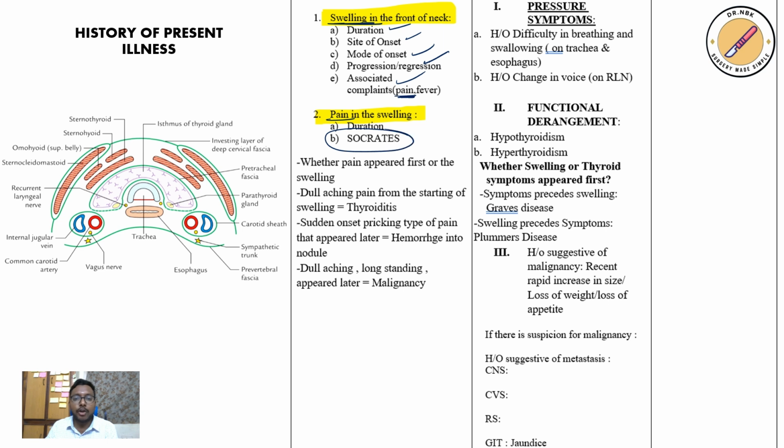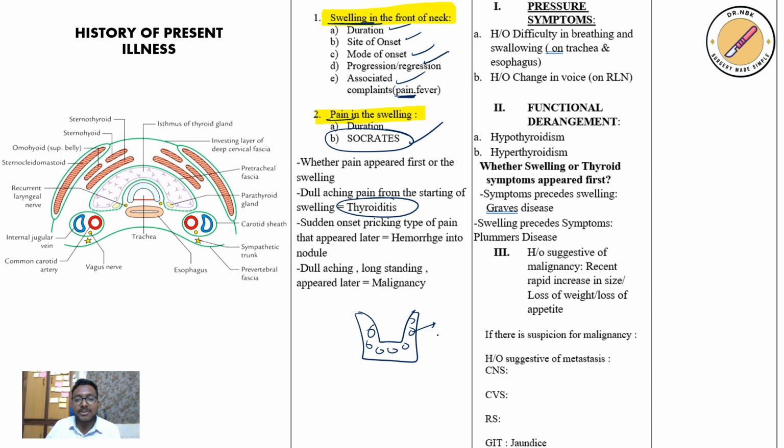And I told you in the video of introduction to case sheet writing, whenever a patient presents to you with pain, you need to describe it under the heading of SOCRATES. In case of goiter, what are the important things to remember regarding pain? Whether the pain and swelling appeared at the same time; most of the time that suggests something like thyroiditis. Or if a patient has a long standing goiter, let's say with multiple nodules, and suddenly develops a pricking type of pain at one side.